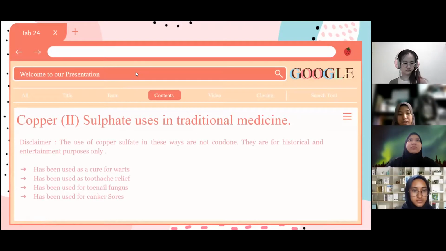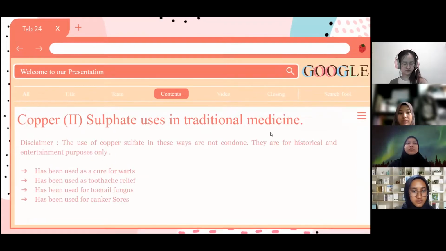Next, I will pass the speaker to Husniyah. Husniyah, can you explain more how copper II sulfate can be used in traditional medicine?